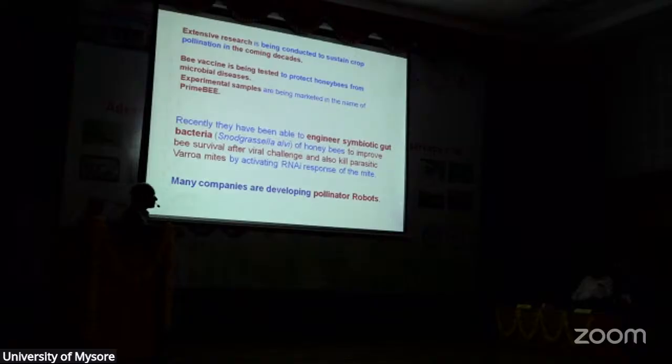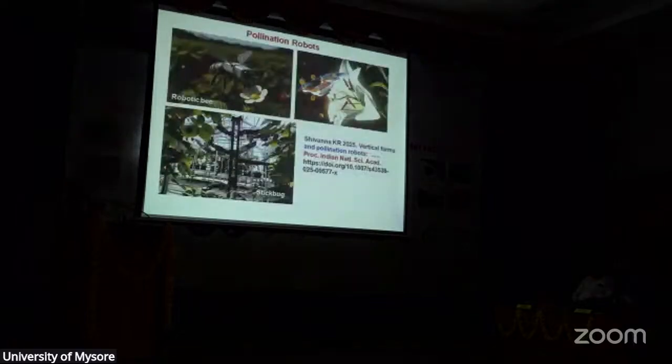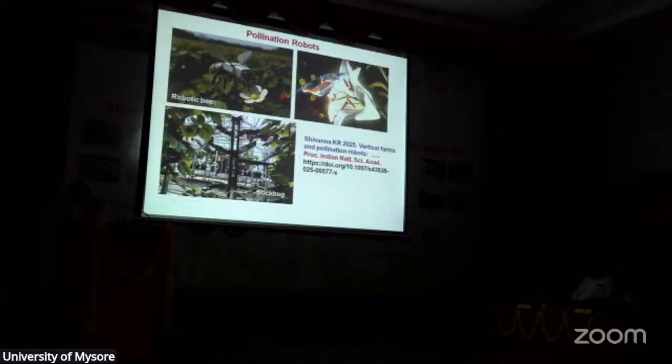And apart from that, many companies are developing pollination robots. It is one of the very important active fields which is going on. Now, these are some of the photographs. This is a robotic bee, which has been developed in Japan. Those are drones, that is in the USA, where drones have been developed as robotic bees. This is a six-legged robotic bee. They call it Stickbug. This is a very active field and it is being used practically.